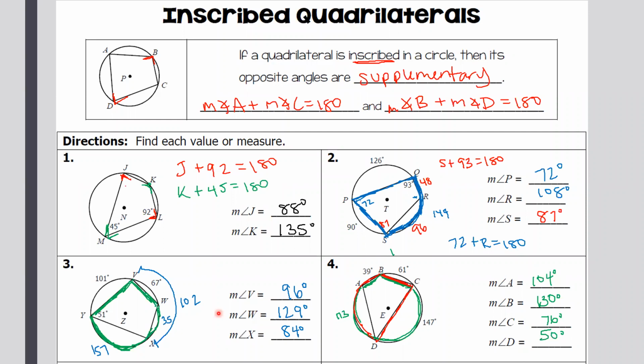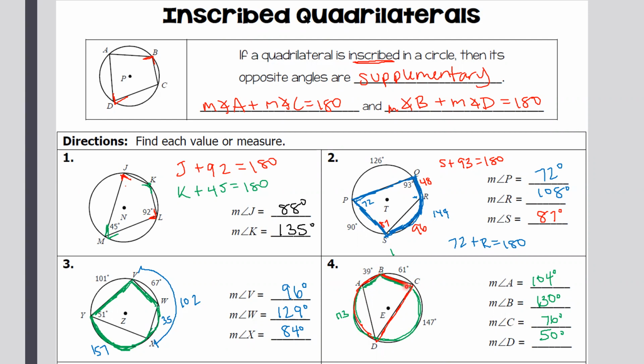All right, so in number 4, you had one missing arc. It was right here, arc AD. So hopefully you recognize that the entire circle measured 360, and you could subtract 147, 61, and 39 to find that missing arc AD at 113 degrees. So then I chose to find angle B.